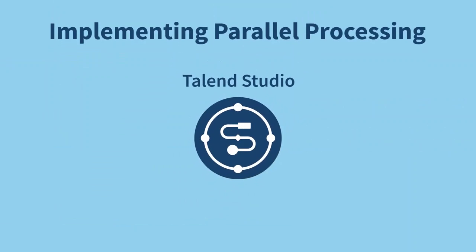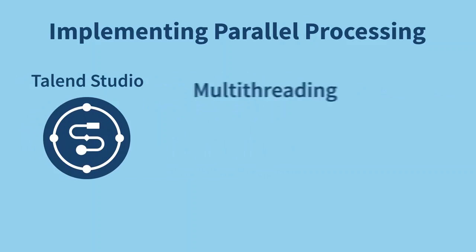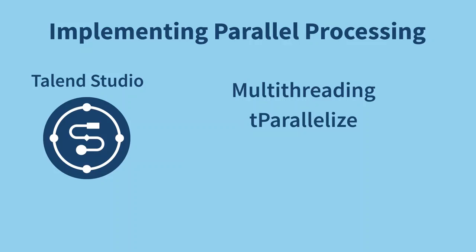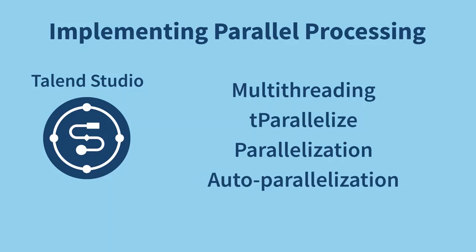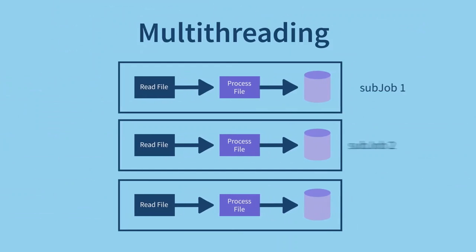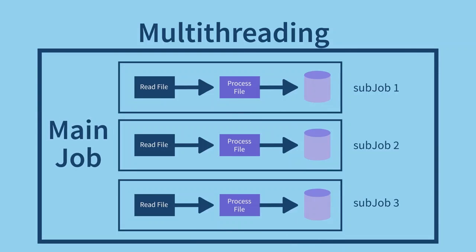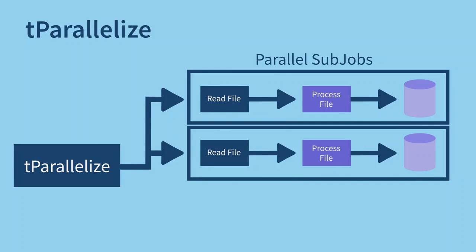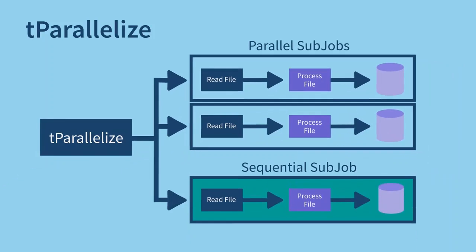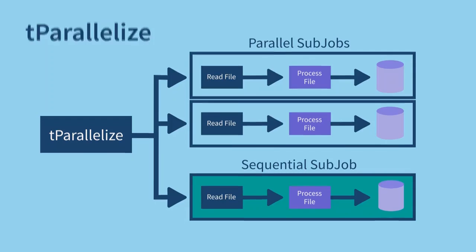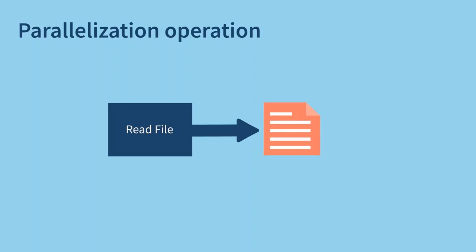You can employ different methods in Talend Studio to process data concurrently, including multi-threading, using the dedicated tParallelize component, the parallelization operation of database components, and the auto-parallelization of your data flows. You can enable multi-thread execution for Talend Jobs at the project or job level, which executes any unconnected subjobs at the same time as the main job. For greater control over which subjobs are executed in parallel, use the dedicated tParallelize component. Connect the subjobs you'd like to run in parallel to this component, and any additional subjobs can either run in parallel or synchronously.